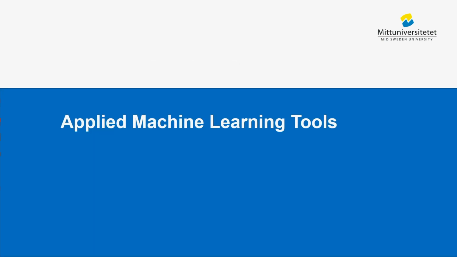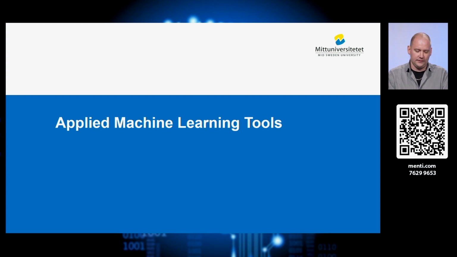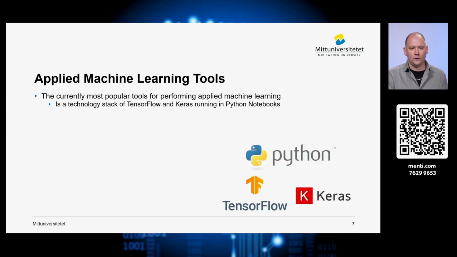So let's have a look at the tools then, the coding tools and stuff like that. Because as I said, a lot of things have happened there as well. The currently most popular tools for doing applied machine learning has really become a technology stack that consists of TensorFlow and Keras, and a system of Python notebooks. That's really become the technology stack for this. Really moved everything else out of the way, basically.